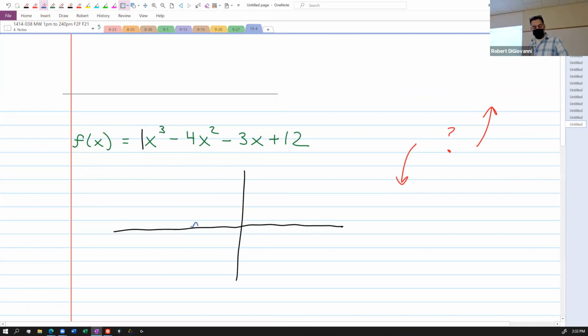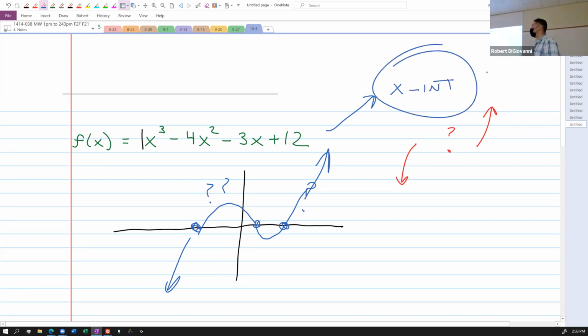is try and figure out if it has any x-intercepts. Because if I can figure out where the x-intercepts are, then I know it goes down on one side and up on the other. I can start to connect these x-intercepts together with smooth curves. Make sense? Now, it's a little more complicated than that, but that's the general idea. Okay, how do we do this? So we're going to need to find the x-intercepts. And how do we find the x-intercepts for any function? Set it equal to 0.